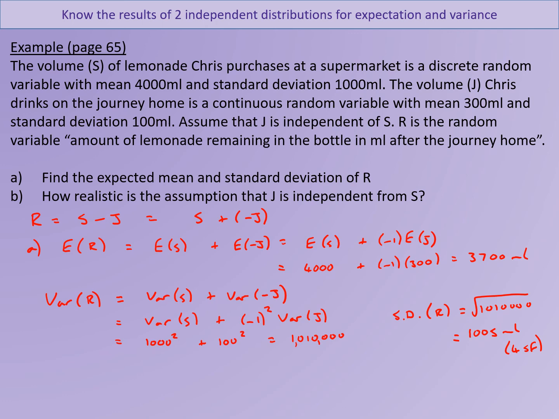For part B, we need to consider whether it's realistic that the assumption that J and S are independent. We could consider, for example, the fact that if Chris is very thirsty, he may purchase more and therefore drink more. We could also consider the fact that depending on how much he purchases, he may not then be able to drink that amount. If he purchases a small amount, he may be limited to how much he can drink. So for those reasons, they may not be independent.